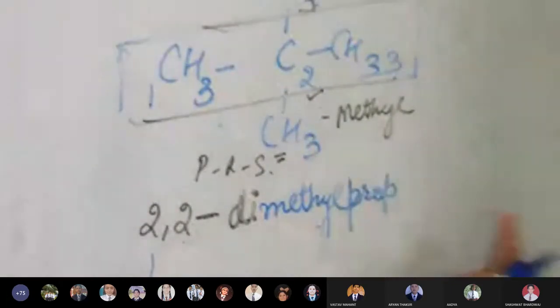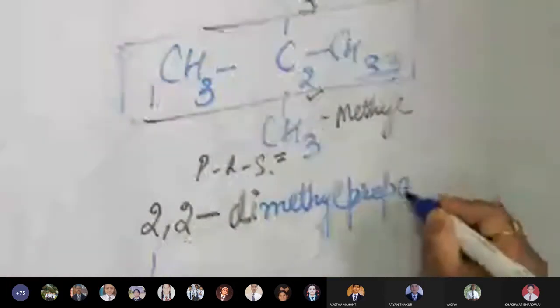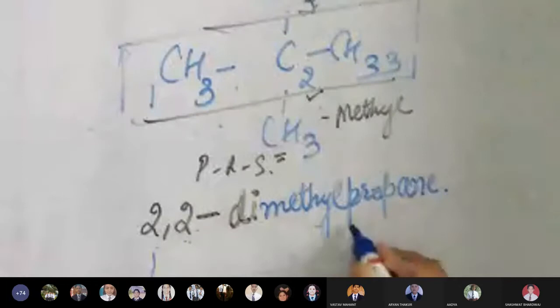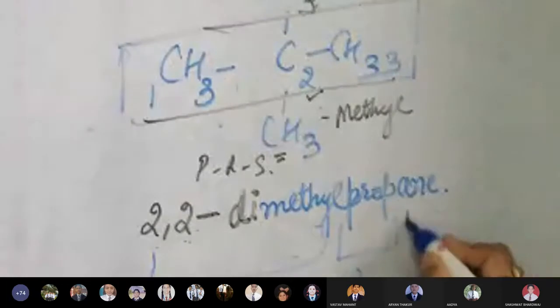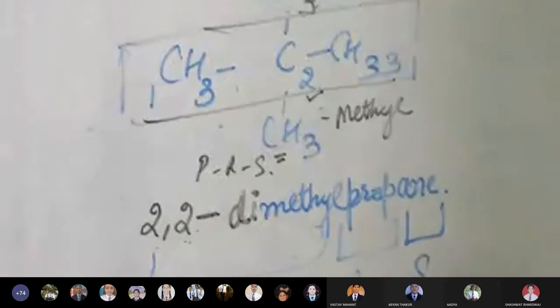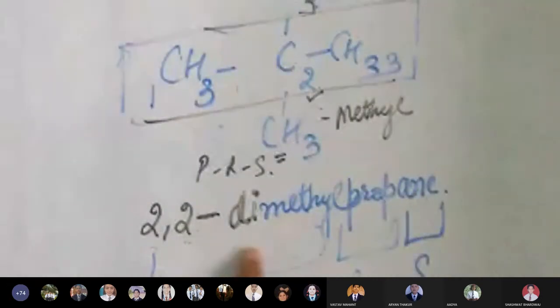Done. Now the ending name. The suffix should be for all having single bonds, so the suffix will be ANE. So this prop is your root word and ANE is your suffix. I'll repeat this quickly. This I still have to tell you, it will come afterwards in the rule.